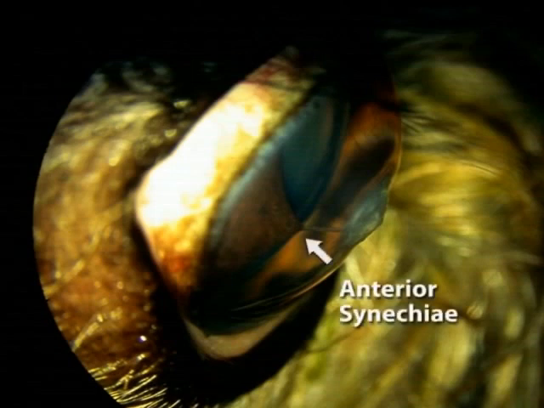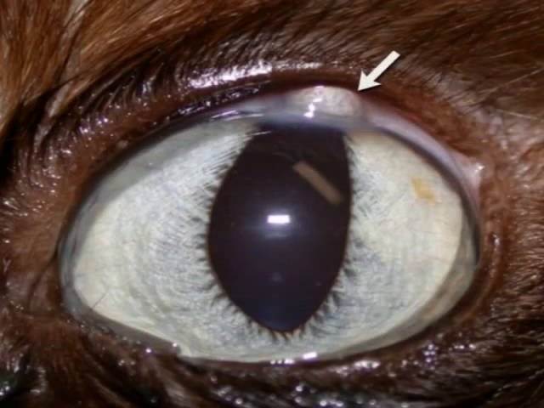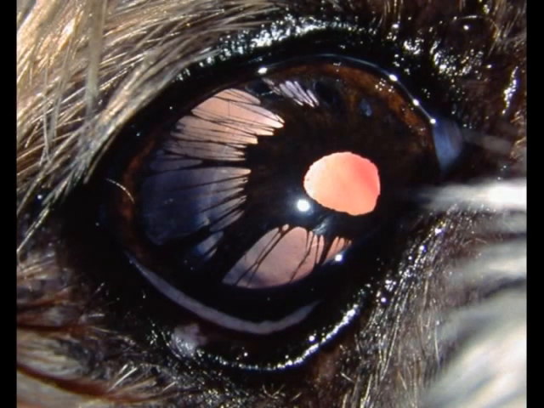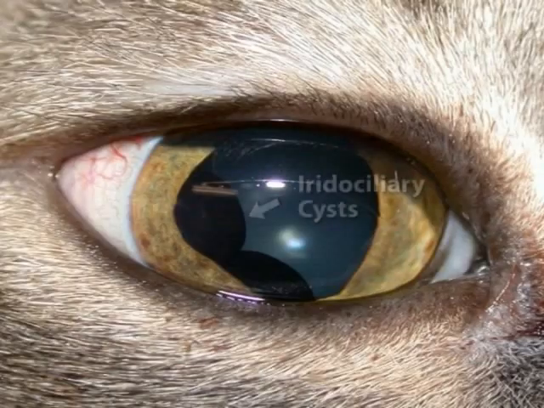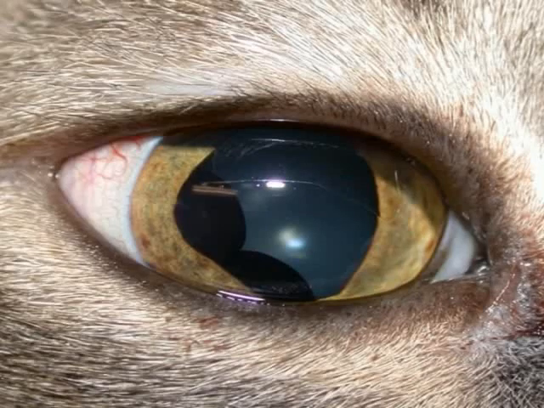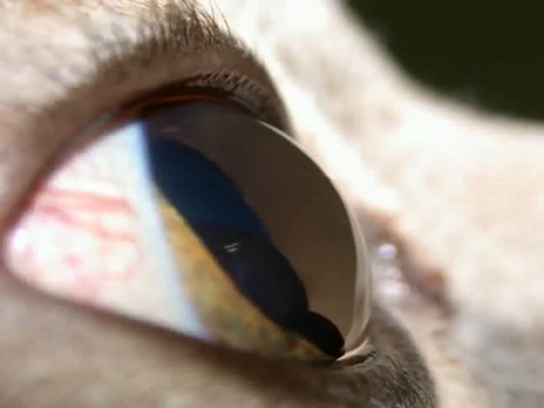Anterior synechia are adhesions between the iris and the cornea. These are commonly a consequence of penetrating corneal injuries. Note the distortion of the pupil. Other iris changes include iris atrophy and iridociliary cysts. Again, note the pupillary distortion. The side view shows the cysts bulging into the anterior chamber.